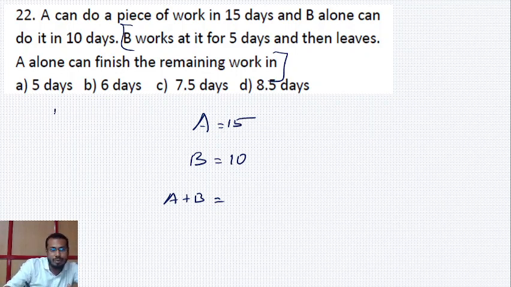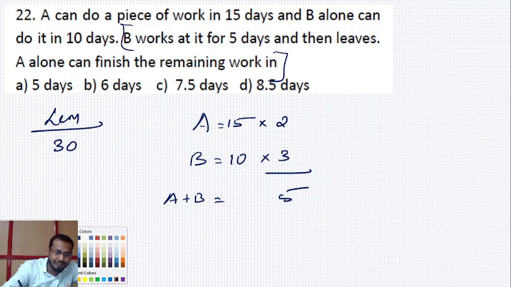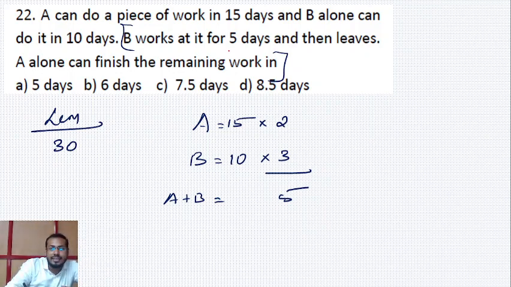Okay, 15 and 10. What is the LCM? LCM is 30. 15 into 2 times, 10 into 3 times, so A completes 2 and B completes 3, both of them together can complete 5 chocolates in a day. Now read out the remaining question. What is that? B works for 5 days and then leaves. B worked for 5 days. B can complete 3 chocolates in one day.